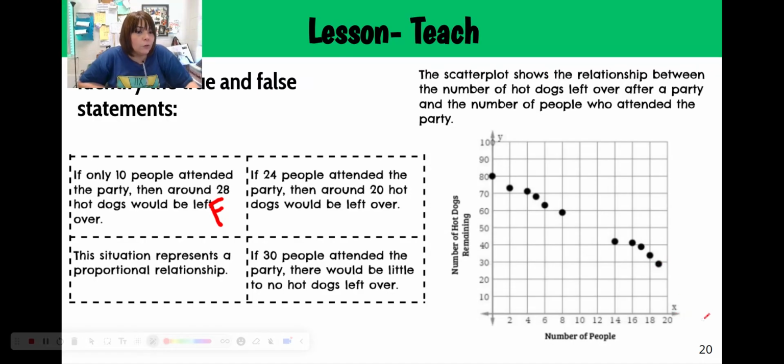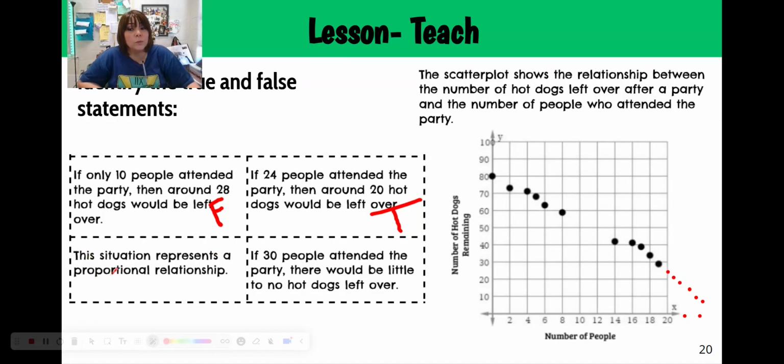So since 24 would be kind of off to the side, so let's see, it's counting by 2, so 20, 22 would be around here, 24 would be around here. And these dots would just kind of keep going down this way. So I can estimate that 24 people would be kind of around here. I think that's a fair statement. That's true. That makes sense. Now, if it said something like there would be 80 hot dogs left over, that would be false. But I think it would be fair to say there's about 20.